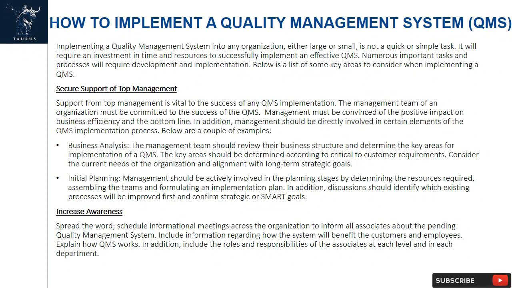Below are a couple of examples. Business analysis. The management team should review their business structure and determine the key areas for implementation of a QMS. The key areas should be determined according to critical to customer requirements.